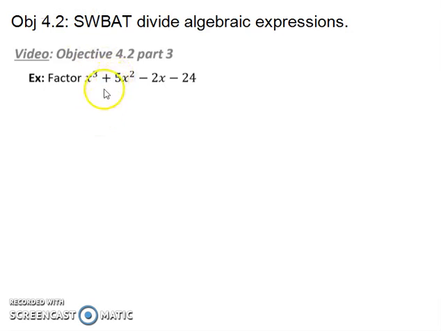Hello, this is our last video on Objective 4.2. We're still going to be using synthetic division, and in fact we're still going to be factoring. But you notice the difference here is that it does not say what one of the factors is. It just gives us this cubic polynomial. We don't know any of the factors, so this is how we have to start.